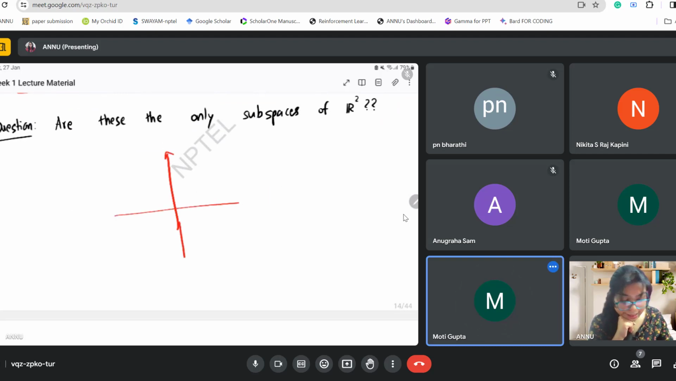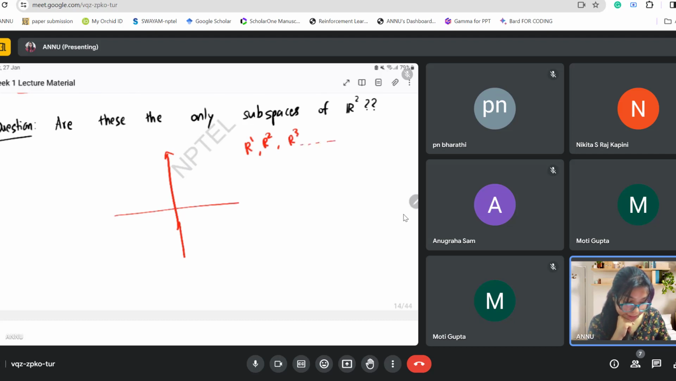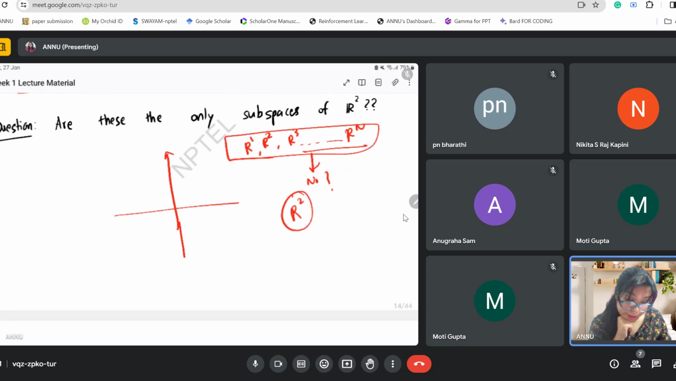Just take one example. If you have R1, R2, R3, till Rn as vector spaces, is this finite? No, right? Then how can you have a finite number of subspaces? For example, R square itself is not finite. For Rn, you cannot measure till what value n goes. So it is not true that these are the only subspaces.